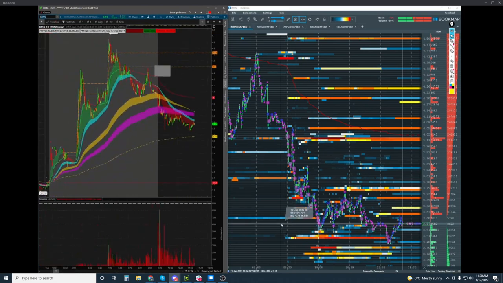But the point is, it was a very good fader. I mean, taking at the tops over here at the golden zone or VWAP rejection, this was a goodie.